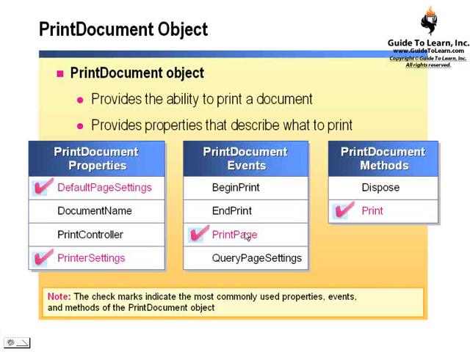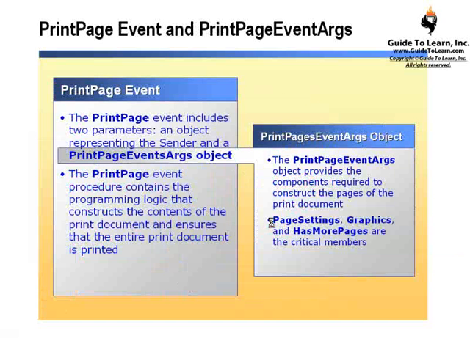And then, of course, for the print document you have two methods. Either you want to print or you want to just get rid of it. You want to cancel it or dispose of it, in other words. So the check mark indicates the most commonly used properties, events, and methods of the print document object.